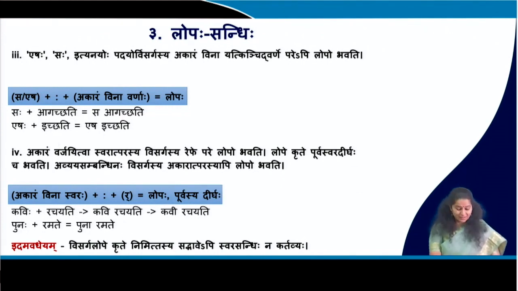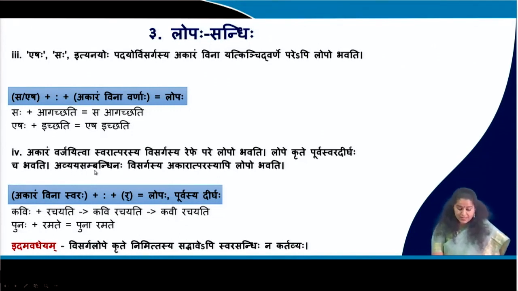Uttamam. Agami niyamah kaha kim vadati? You've got the akaram varjayitva swarat parasya visargasya rephe pare lopo bhavati. Alright, and then it says lope krite purva swara dirgha cha bhavati. So there are two steps in this. First step says that if you have, other than the akara, any other swara like kavihi, plus you have a rakara that follows it, then there is a lopaha, first step. So kavi rachayati. Then lope krite purva swara dirgha cha bhavati. So the purva swara, the ikara, becomes long and you have the final form, which is kavi rachayati.